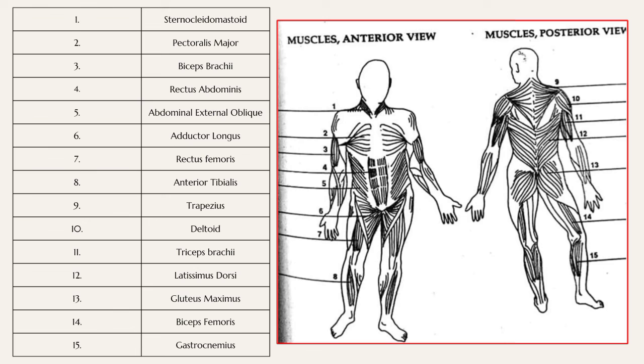Number 4 is the rectus abdominis, informally known as the abs muscle. It is a long muscle of the anterior abdominal wall. In those with low body fat, it is clearly visible beneath the skin, forming the six-pack. It extends from the rib cage all the way to the pubic bone. Number 5, external abdominal oblique.